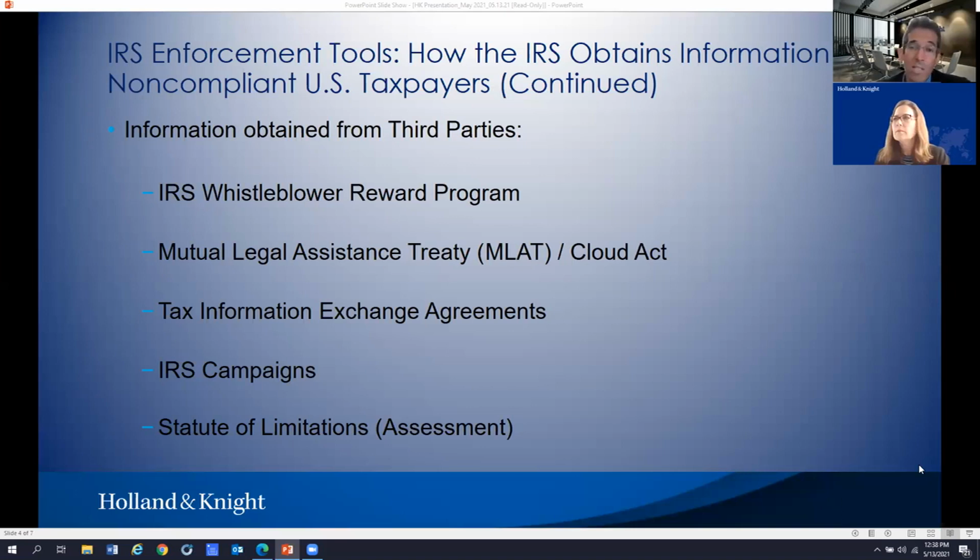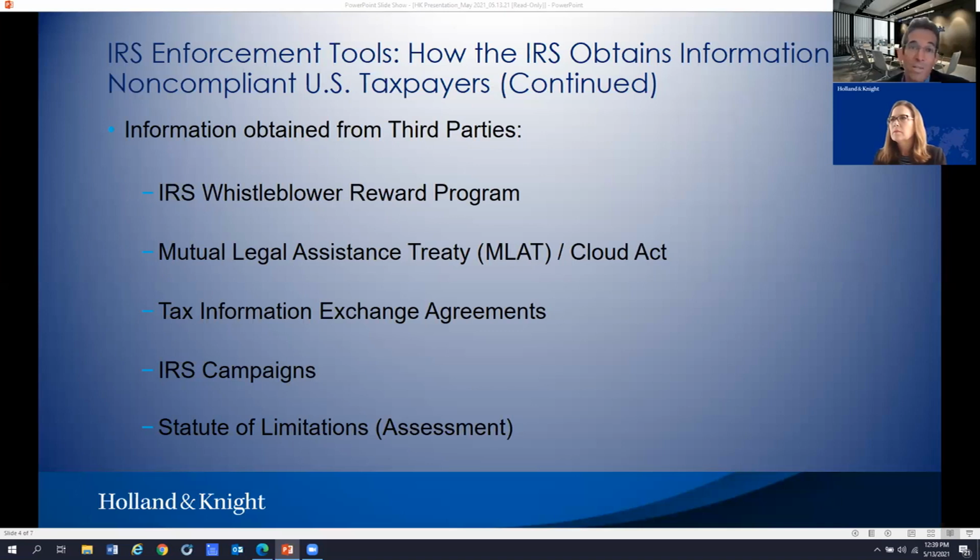But again, because it takes so long, in 2018 we have something called the Cloud Act that was created, and this enables governments to work in real time to share electronic data and evidence that would be useful in the criminal context. Moving right along to TIAs, Tax Information Exchange Agreements.